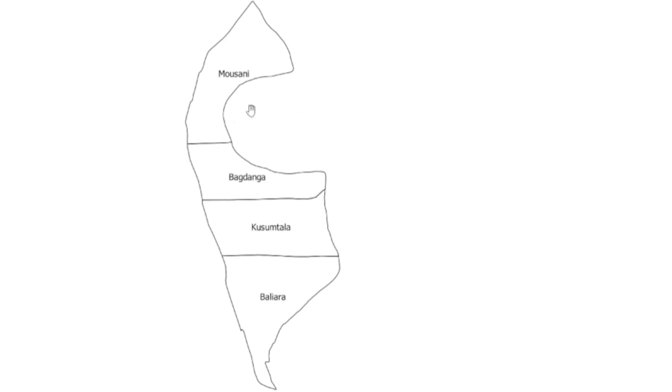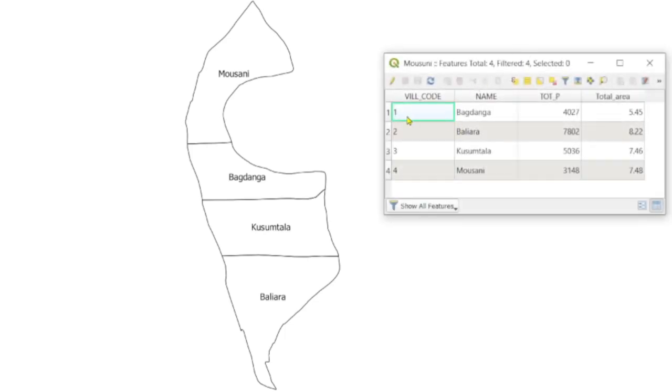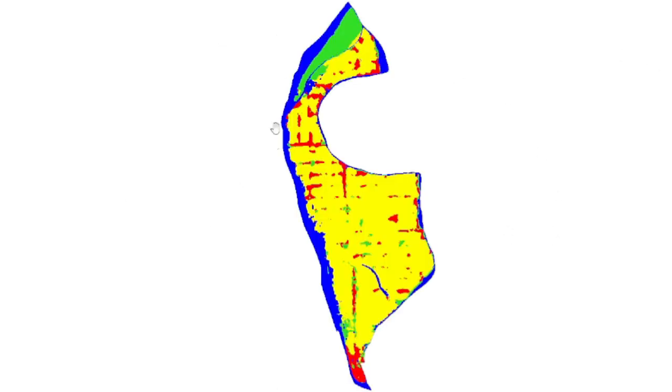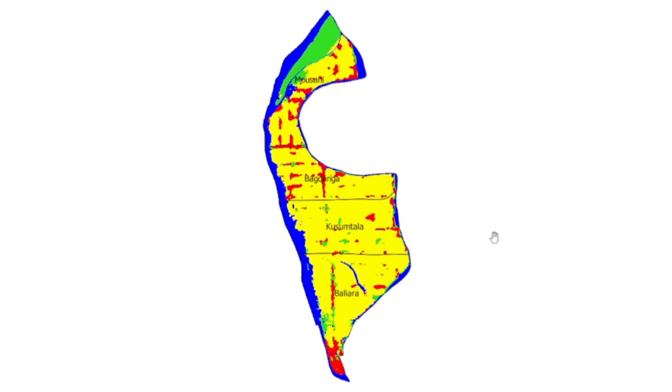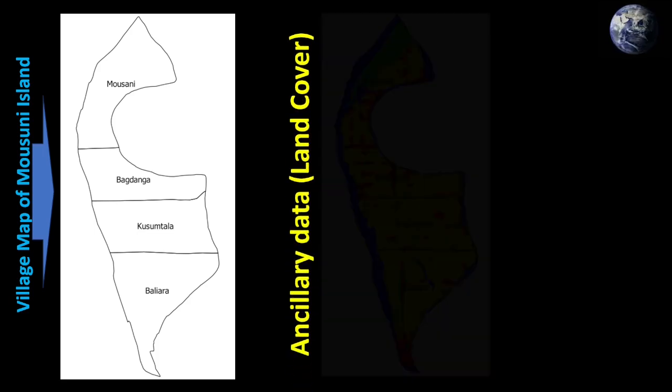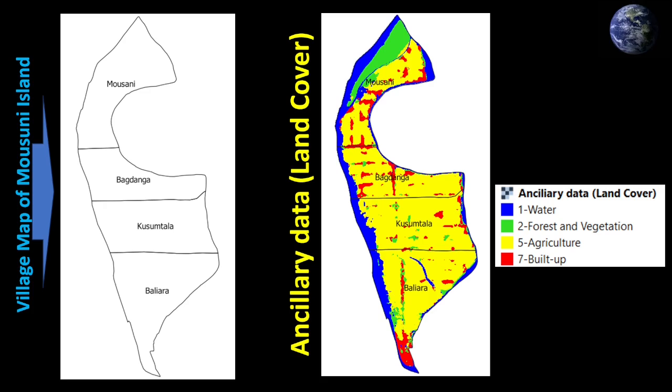Let's get started. Friends, for this study, I have chosen Mosuni Island, which is divided into 4 villages. The information provided includes the total population and total area of the villages. Remember that ancillary data, such as land cover data, are needed for the calculation of dasymetric density. This is the classified land cover map of the island, collected from the ArcGIS Land Use and Land Cover database.